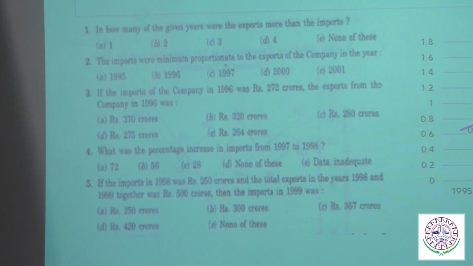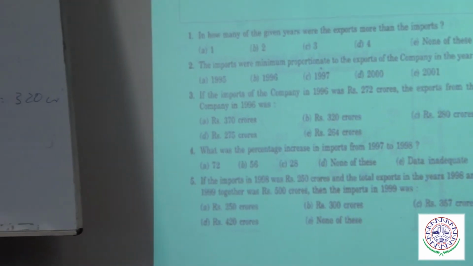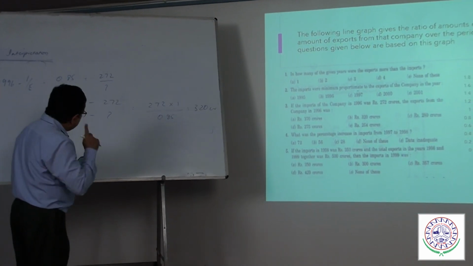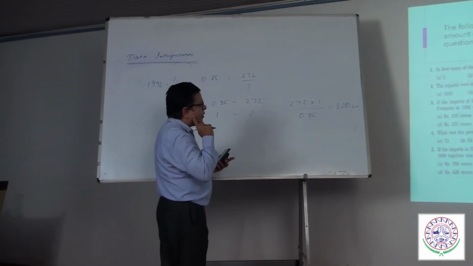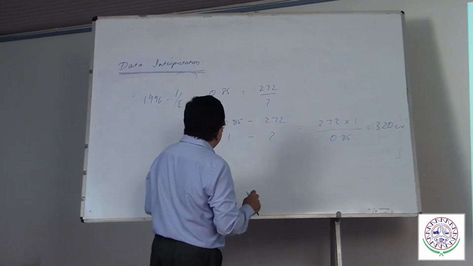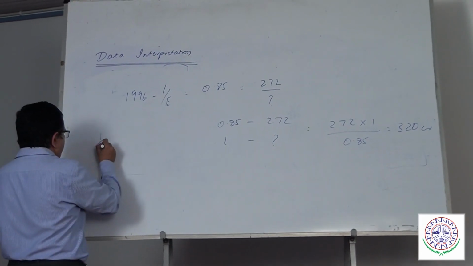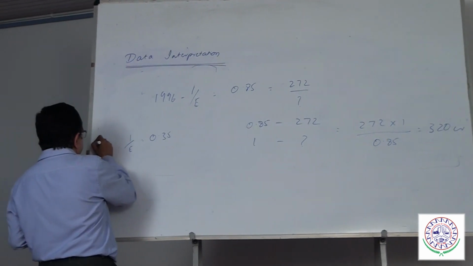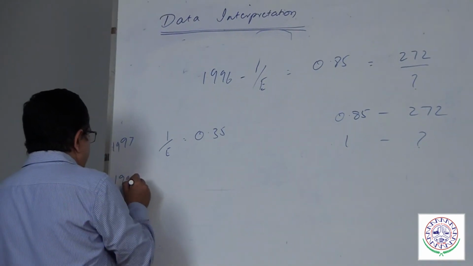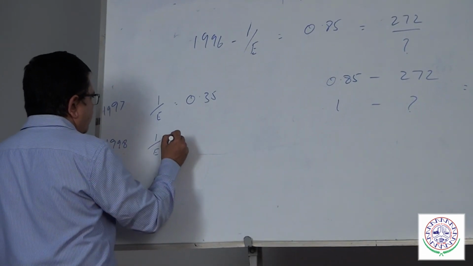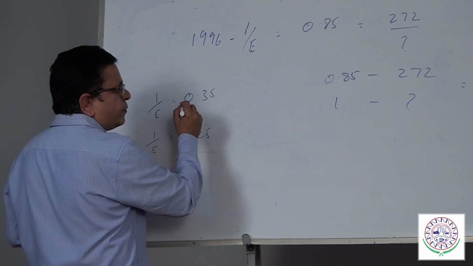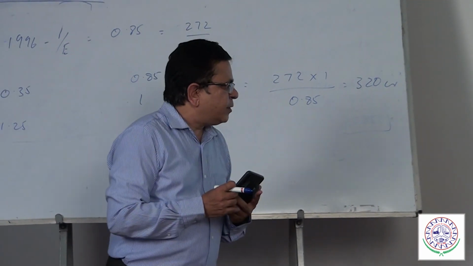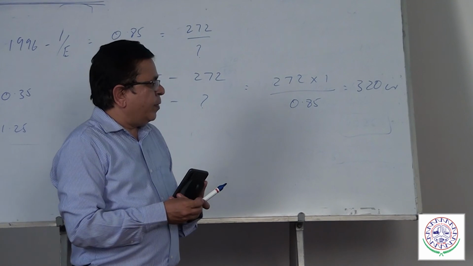Now what was the percentage increase in imports from 97 to 98? So 97 imports and 98 imports. 97 was 0.35, imports upon exports was 0.35 in 97. So 1998 was import upon export was 1.25. So question is, by what percentage did the imports grow from 97 to 98?